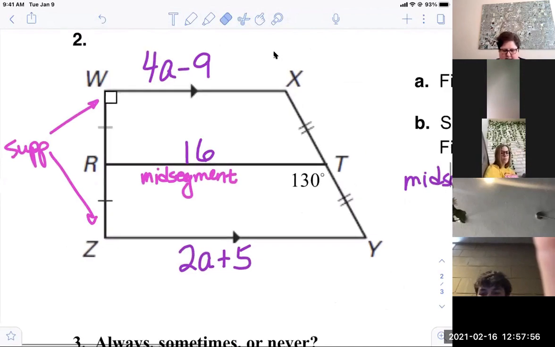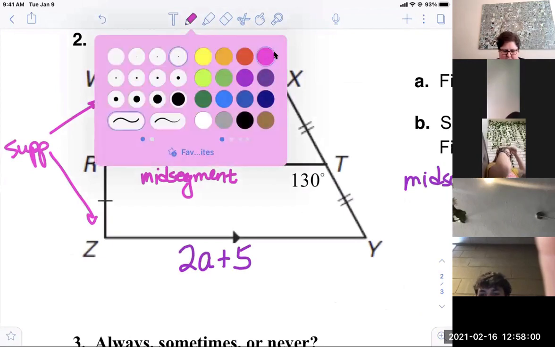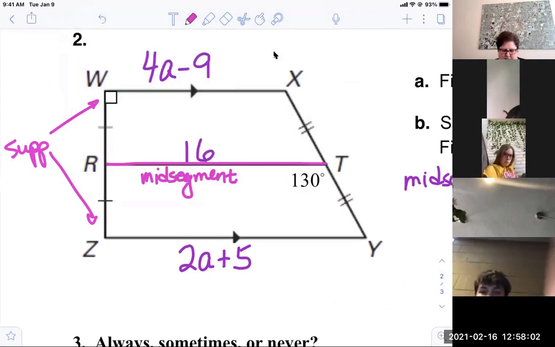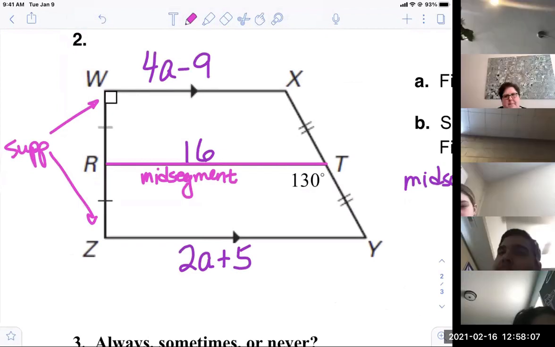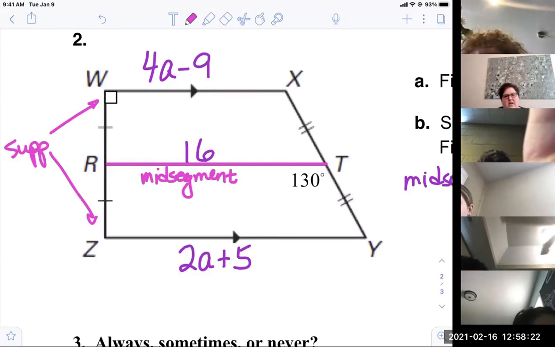let's see, first of all, how do you know that the segment in the center of the picture there is a mid-segment? Because of the congruent sides and then the parallel sides. What do you mean by congruent sides, Jake? The sides WR and RZ are congruent, and then XT and TY are congruent.